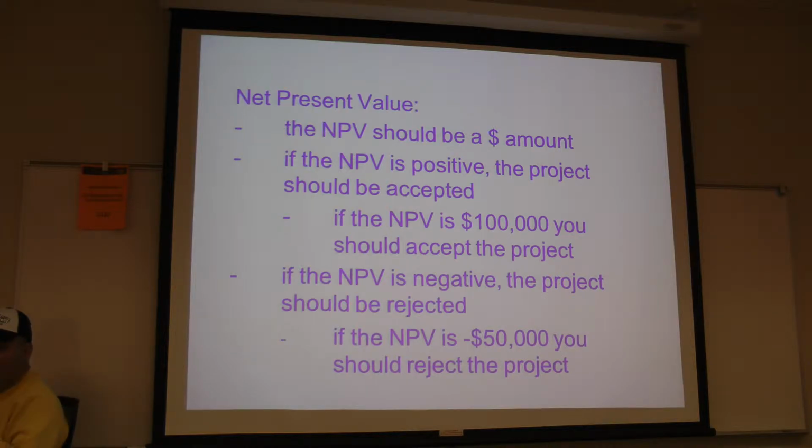The net present value that you calculate should be a dollar amount. If the net present value is positive, the project should be accepted. So you perform your analysis and you calculate a net present value of $100,000. You should accept the project. However, if the net present value is negative, the project should be rejected. You perform your analysis and the net present value that you calculate is negative $50,000. In that situation, you should reject the project.